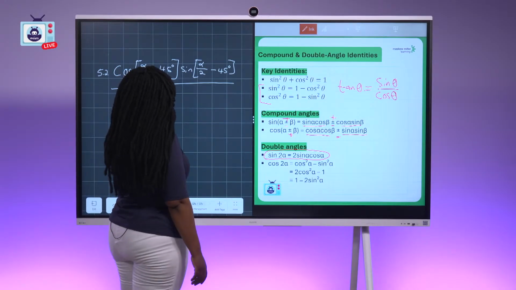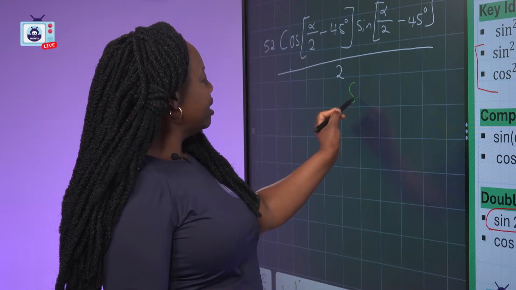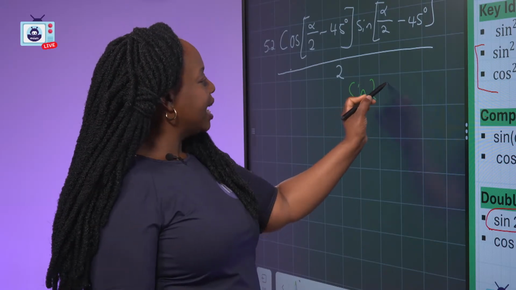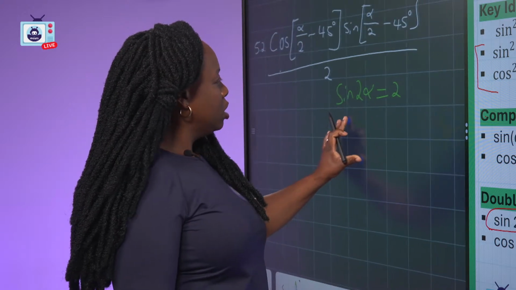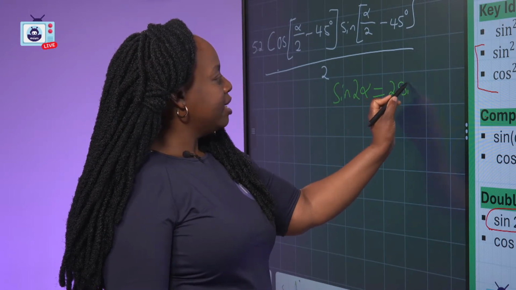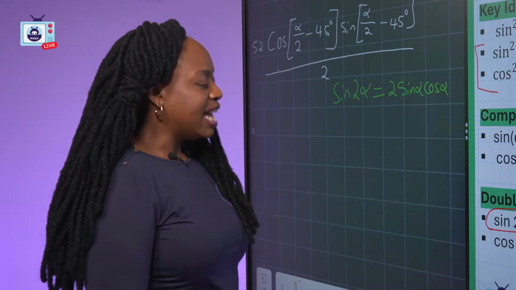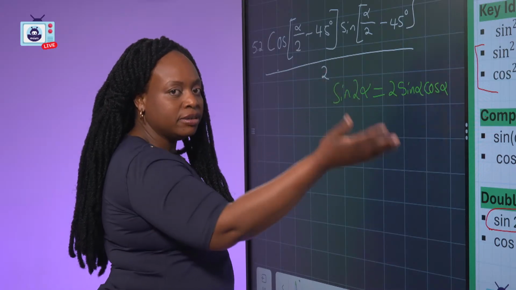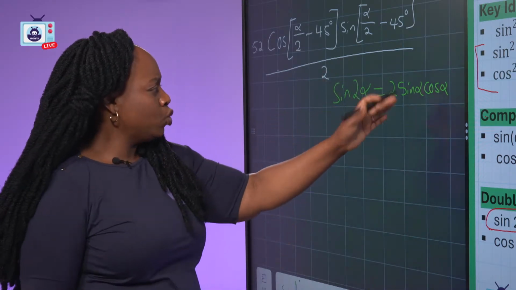So let's write it down. We have sine of 2, let's just use any angle alpha, equals 2 sine alpha cos alpha. That can be written as 2 cos alpha sine alpha. You know, it's just changing of the spaces, so there's no big deal in which one comes first.